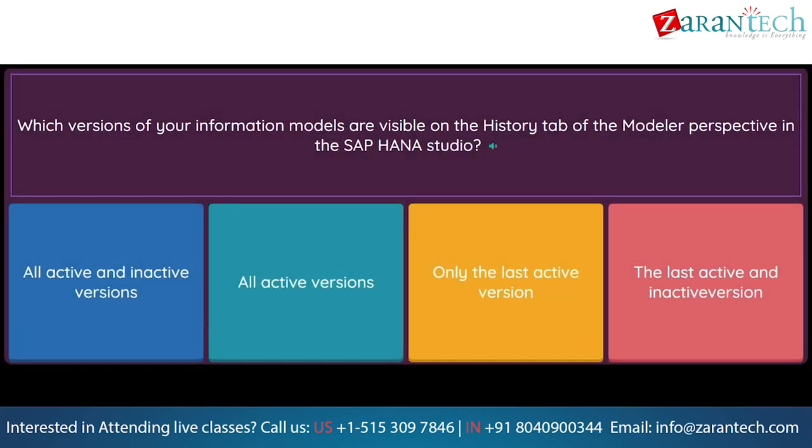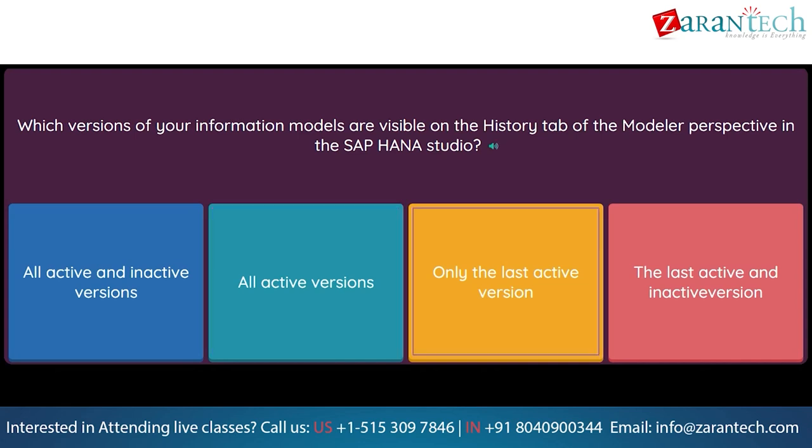Question: which versions of your information models are visible on the History tab of the Modeler Perspective in the SAP HANA Studio? Option 1: all active and inactive versions. Option 2: all active versions. Option 3: only the last active version. Option 4: the last active and inactive version.